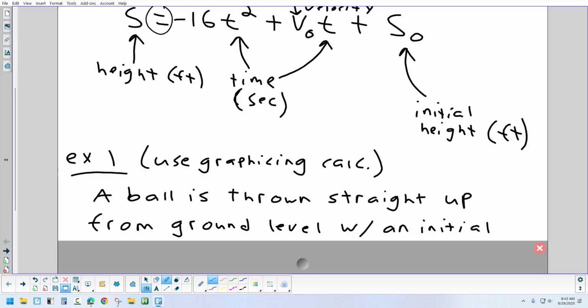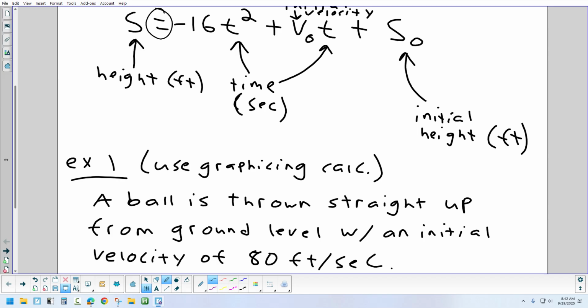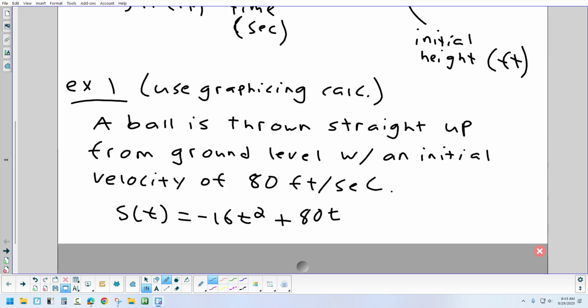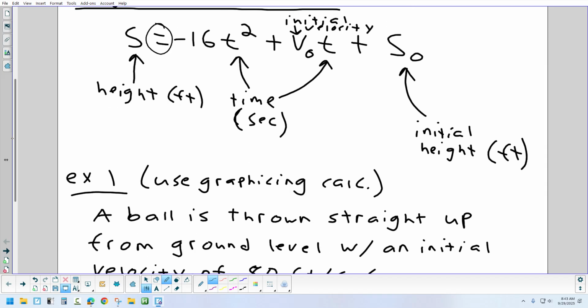All right, so for this one, we're going to be throwing a ball straight up from ground level with an initial velocity of 80 feet per second. Let's see what it is they want to know. Well, there's our formula. So what I've done there is I filled in 80 for the initial velocity. That's the v sub 0.